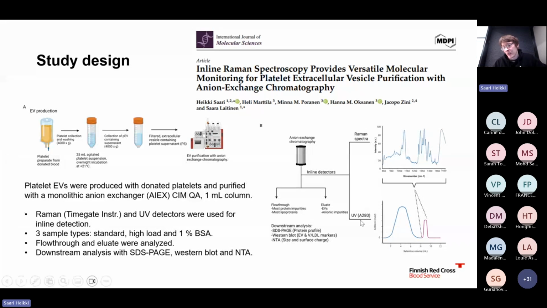And then we compared that data to classical EV analysis methods like Western blotting and nanoparticle tracking analysis. We used 3 different sample types to challenge this system. The first was this standard unmodified sample. Then we doubled the sample load, to see if we can overload the column. And then we also tried to add BSA to the standard sample to see what a foreign impurity would look like. And then we analyzed the flow-through and eluate to see what happened.